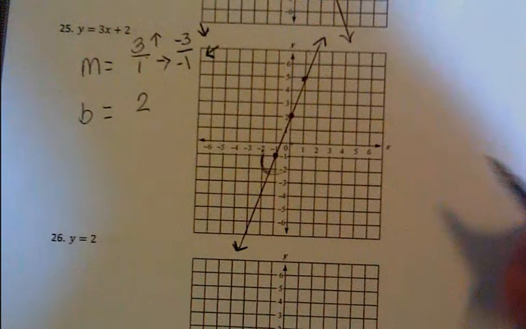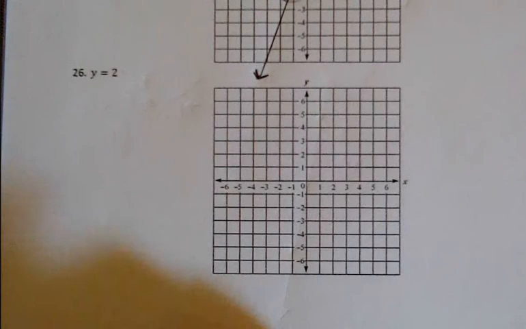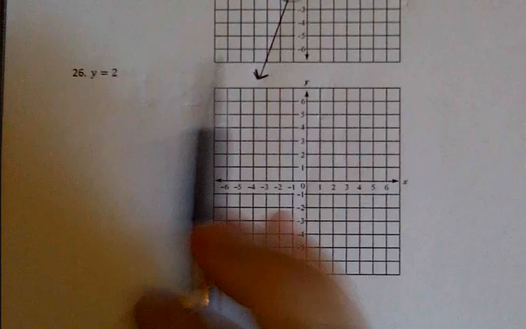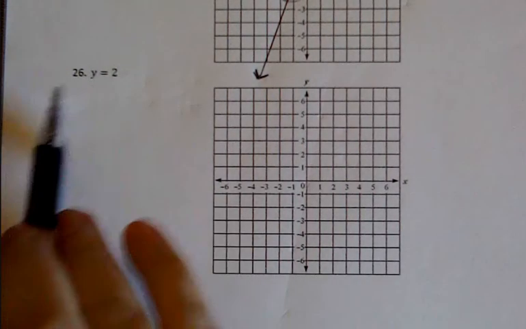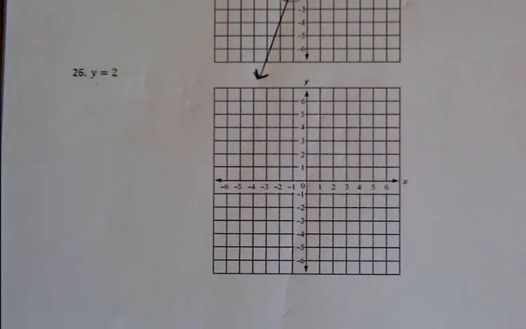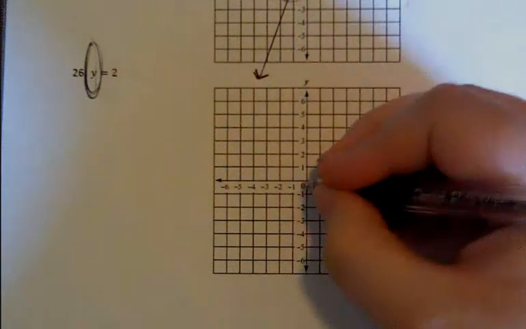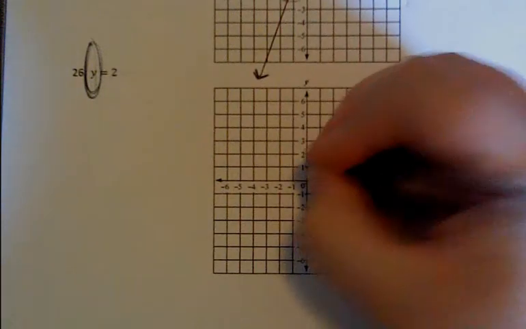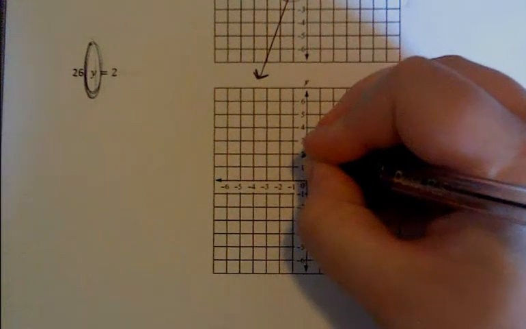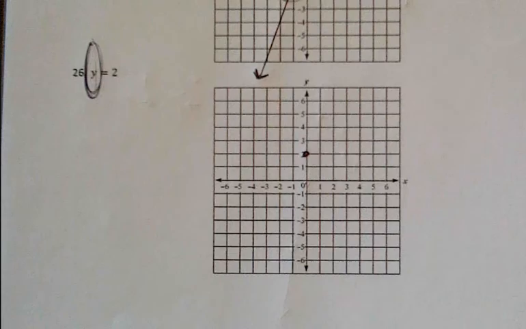All right, now special graphs, problem number 26. In a special graph, if you remember what we talked about in class, a special graph is when you have y equals a number or x equals just a number, okay? So I go on whatever axis it's equal to. So since it's the y-axis, I'm going to go to where y equals positive 2, and I'm going to put a dot. And it's going to slice that axis in half.